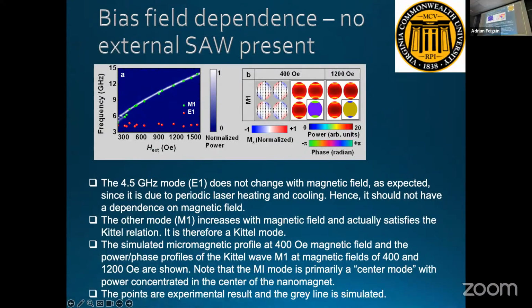I don't know what I missed. The points here are experimental, and the gray line is simulated.